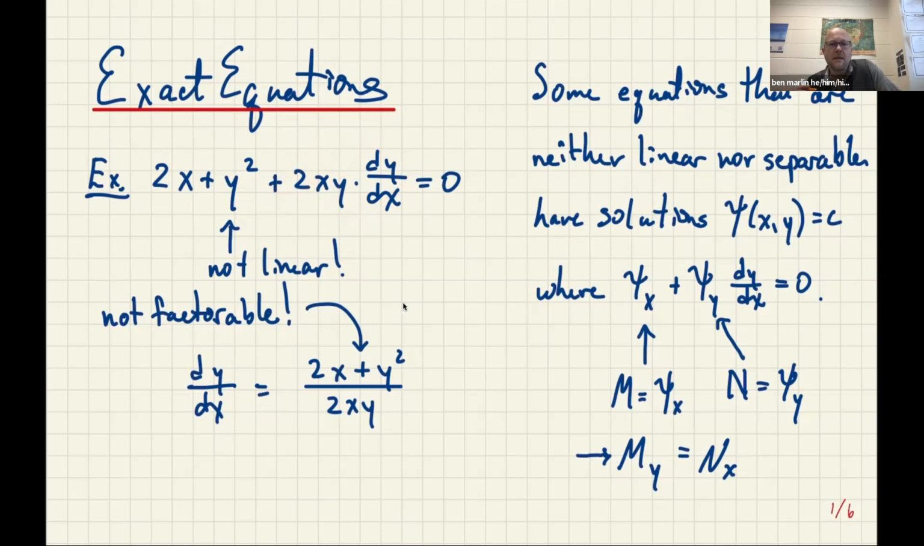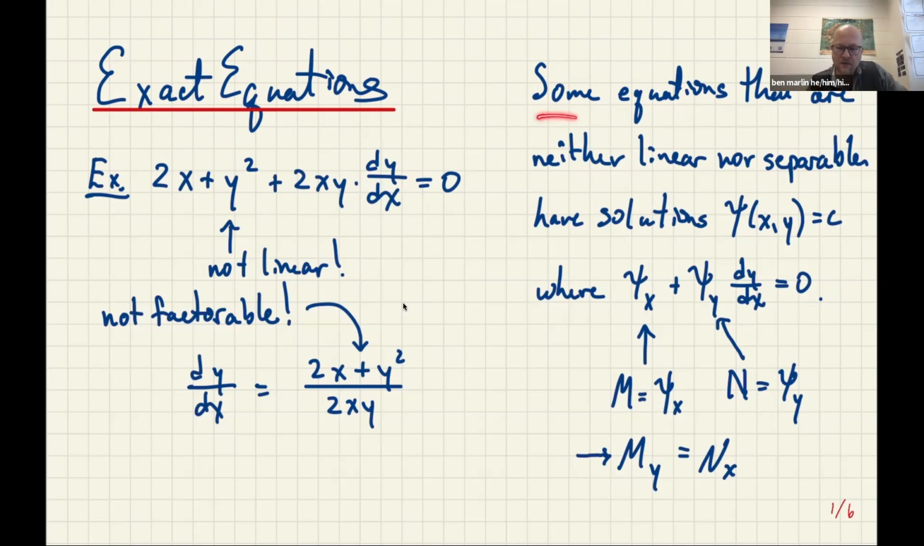So we might instead try to solve it by treating it as a separable differential equation. But when you solve for dy/dx here, notice that on top you get this 2x plus y squared. There's no way that you can factor that into a function of x and a function of y. So unfortunately, we just can't get this one to be solvable through either one of those.